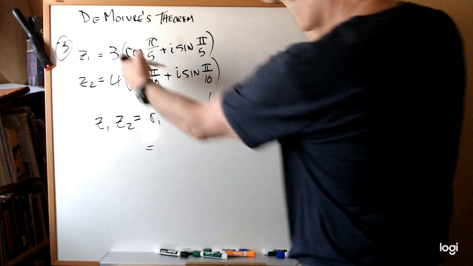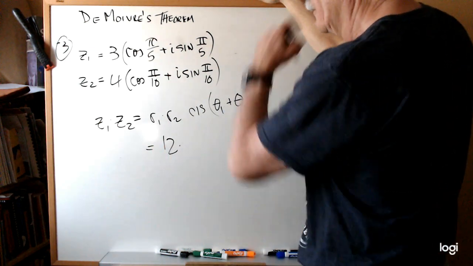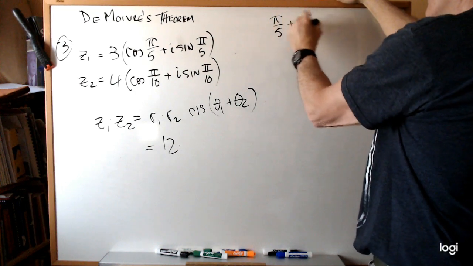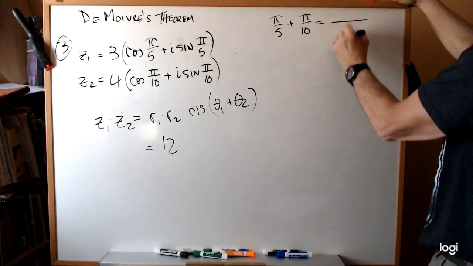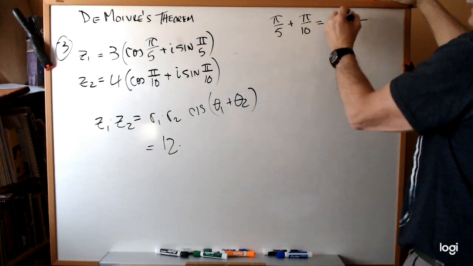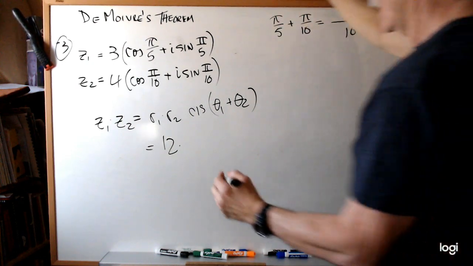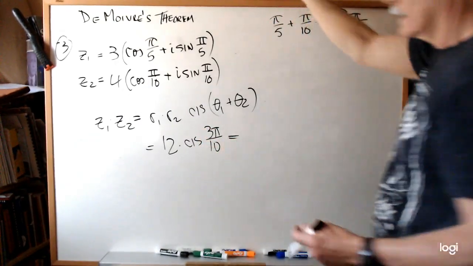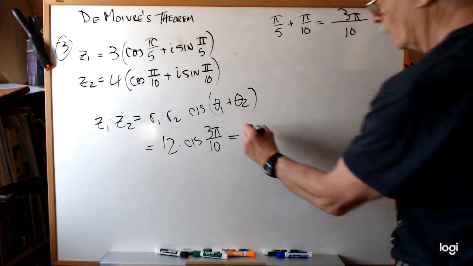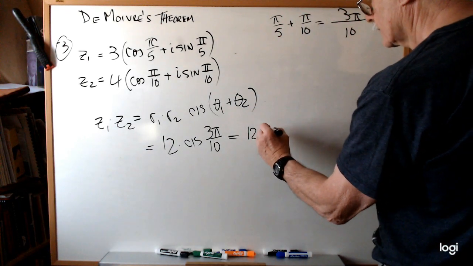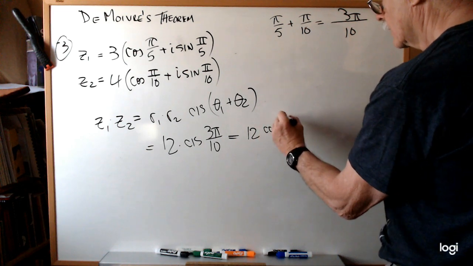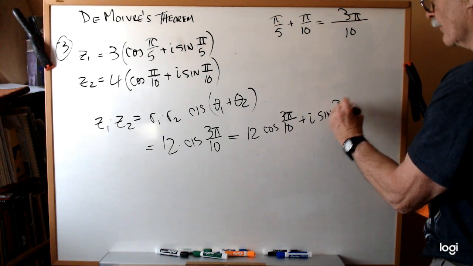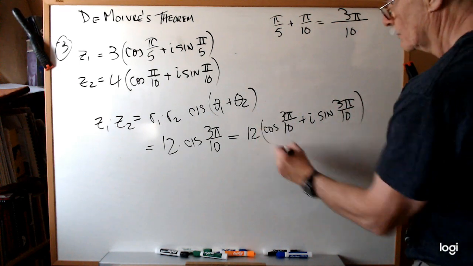Okay, so in this case, 3 times 4 is 12. That's easy to do. And you add the angles. So you have pi over 5 plus pi over 10. The LCD is tenths, of course. This is 2 tenths, and 1 tenth is 3 tenths. You get 3 pi over 10. So you get cis 3 pi over 10. And if you had to write it out in the longer form, you would say 12 (cosine 3 pi over 10 plus i sine 3 pi over 10), of course, with the parentheses.